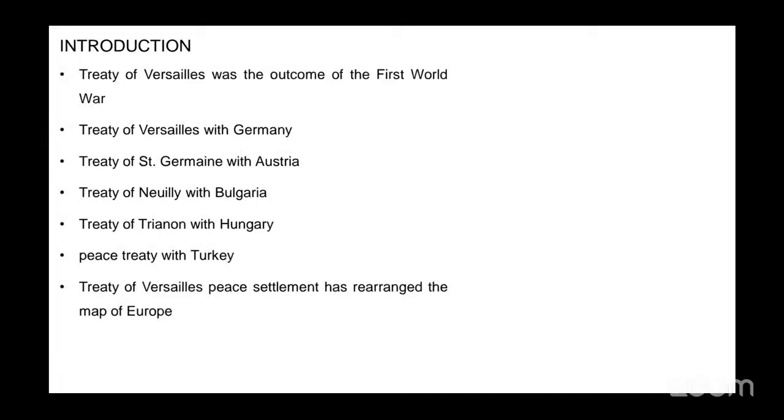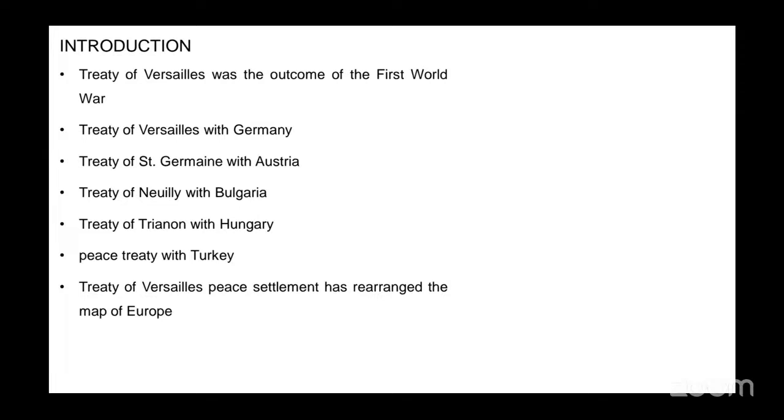First, let us understand that the Treaty of Versailles is the outcome of World War One, and it went on with further treaties with the nations. If you remember these in a timeline, it's well and good, because they are important for MCQs. First, the Treaty of Versailles with Germany. Then the Treaty of Saint-Germain with Austria, the Treaty of Neuilly with Bulgaria, the Treaty of Trianon with Hungary, and the peace treaty with Turkey.